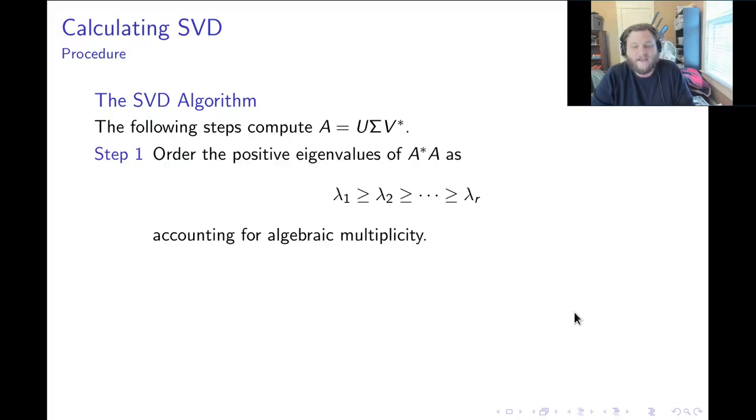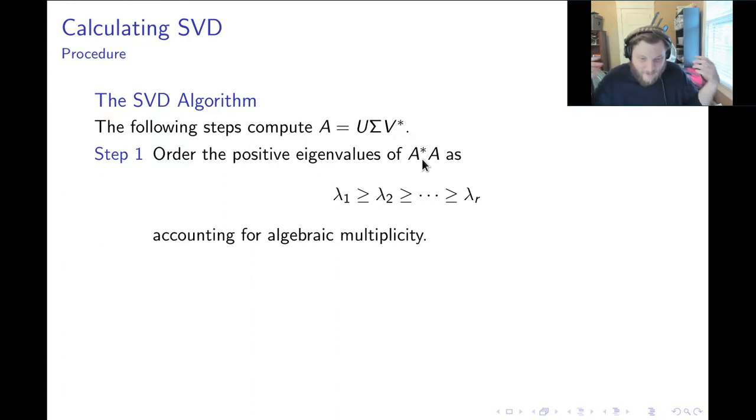The last thing I'd like to address is how to calculate singular value decomposition. So how do we go from a matrix A to A equals U times sigma times V conjugate transpose? Well, we can do this with a few steps. Our first step will be to look at the Gramian of our matrix.